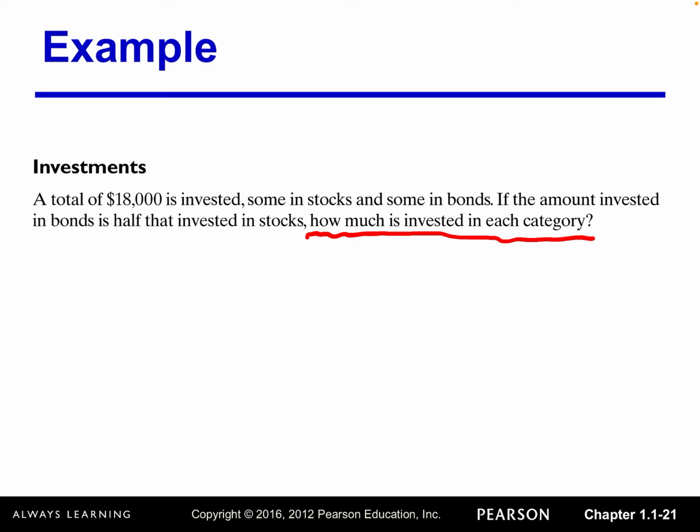That's what we're looking for. So what are we looking for exactly? In this particular problem, there are 2 unknown quantities, right? We need to know how much money is invested in stocks, and then how much money is invested in bonds, right? So we have 2 unknown quantities. So first step, we identify what we're looking for. And the second step, we need to assign the variable, right?